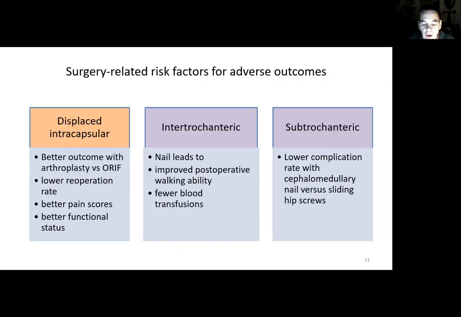Again, we see that hip arthroplasty compared with cannulated screws has lower reoperation rate and lower postoperative pain scores. IM nailing of intertrochanteric fracture is associated with improved postoperative mobility. Subtrochanteric fracture has a lower failure rate with long gamma nail versus sliding hip screw.